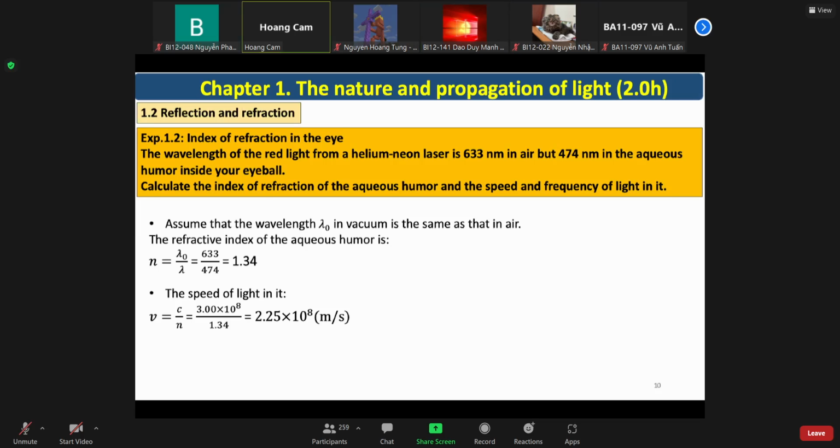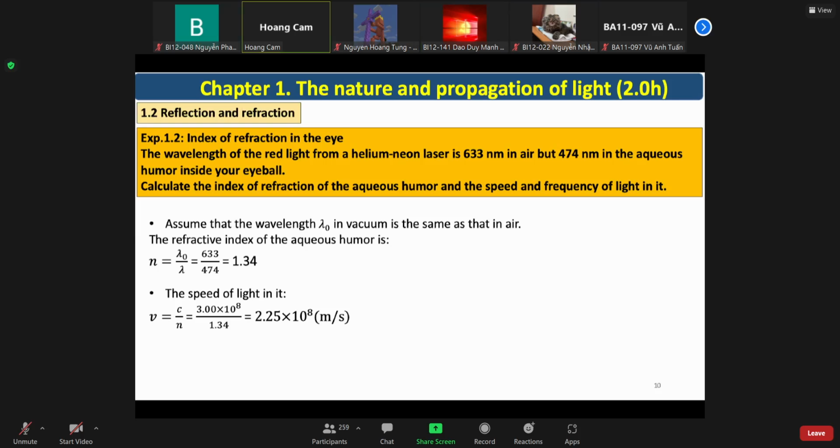So yes, when the light goes from one environment to the other environment, the frequency is the same. So in the exercise, the frequency in the air and in the aqueous inside the eyeball is the same. So I just calculate the frequency in the air.